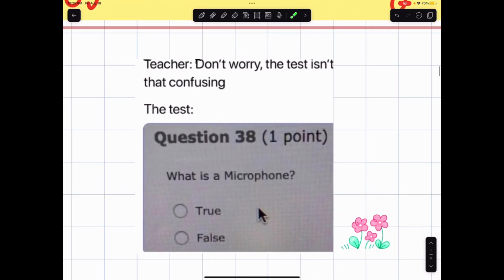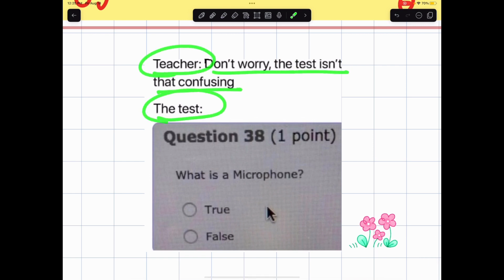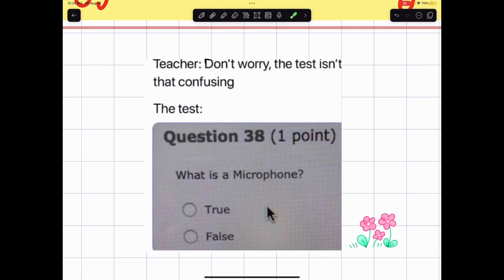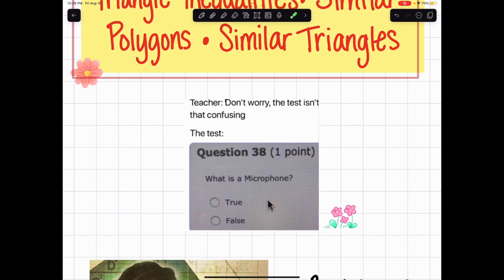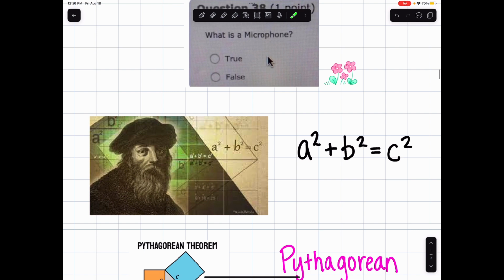That was my lead into this little joke of the day, this little meme. The teacher is saying, don't worry, the test isn't that confusing, and here's the test. Question 38. What is a microphone? True or false? Okay, I hope that my test questions are not like that. That's not exactly fair.